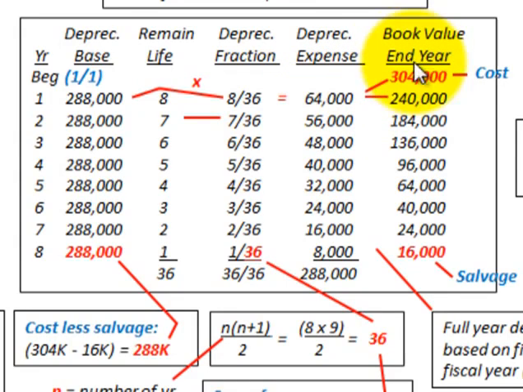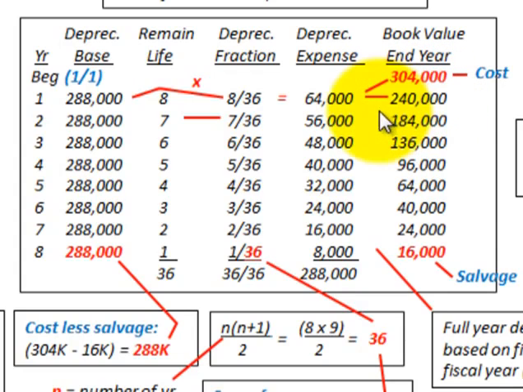Now for our book value at the end of the year. We started out with our cost of $304,000, so we just subtract our first year's depreciation, $64,000, from the $304,000. We come up with the book value at the end of year 1 of $240,000.